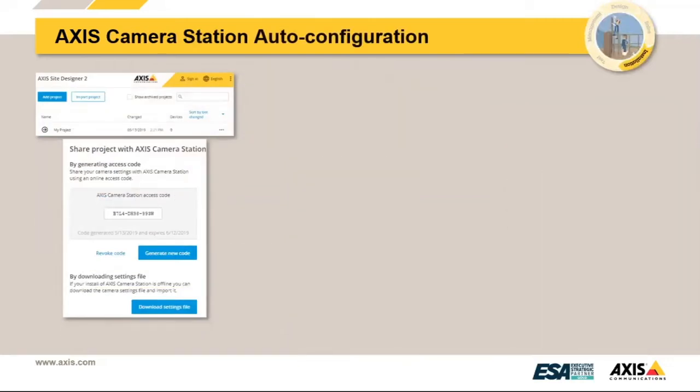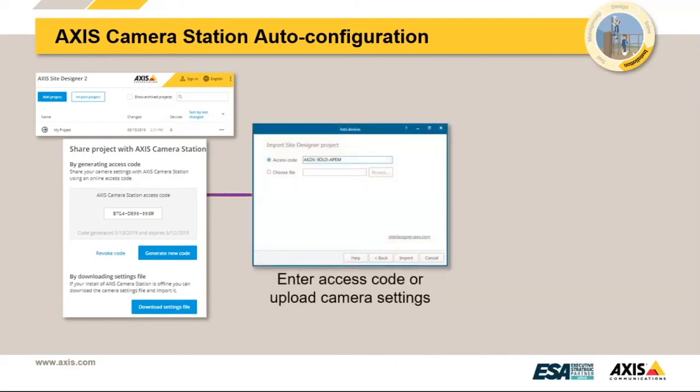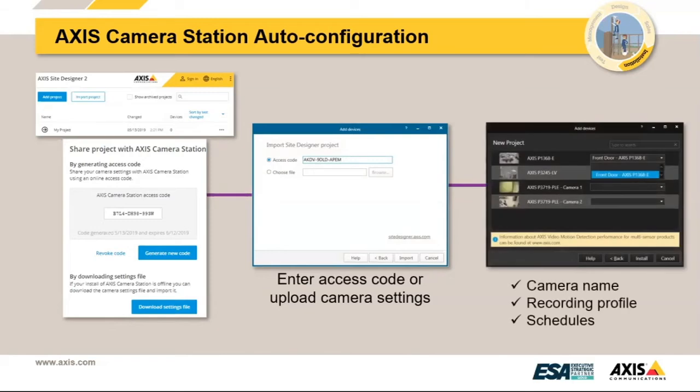So how do we make that work? Well, whenever we get inside of Site Designer, you'll see that I can generate a code or download a file. That then gets imported into Axis Camera Station. That pulls up this little interface right here where we can, again, input the camera name. All we have to do is match the camera name from a drop-down to the thumbnail that we get of the camera, and then it will automatically configure the camera name, the recording profile, and the schedules for the camera. So that is a huge time savings.